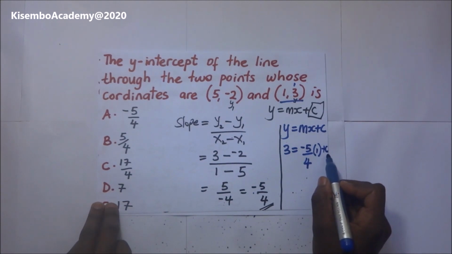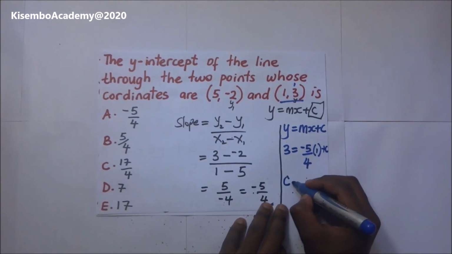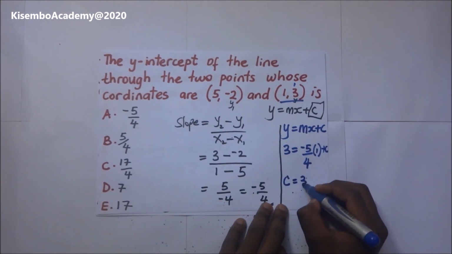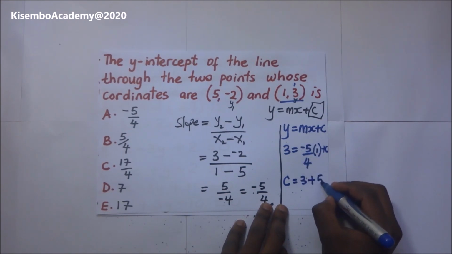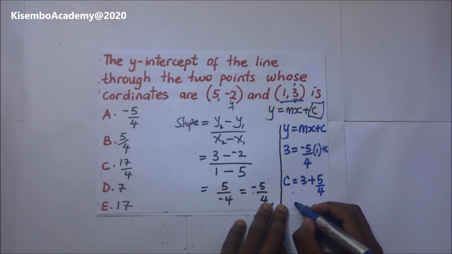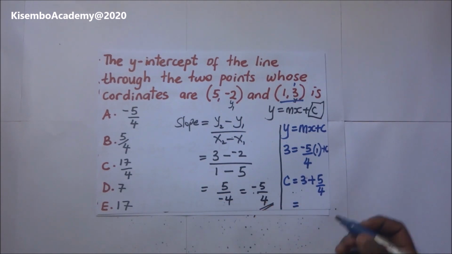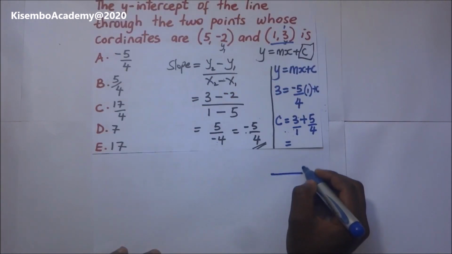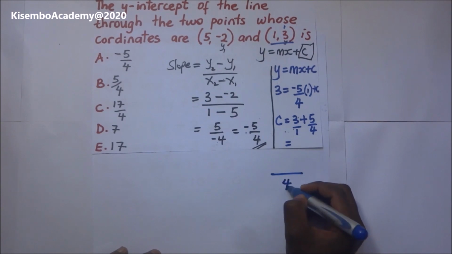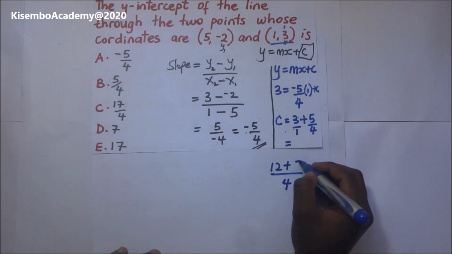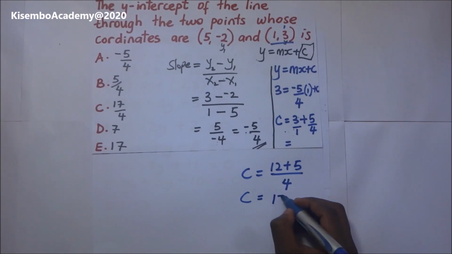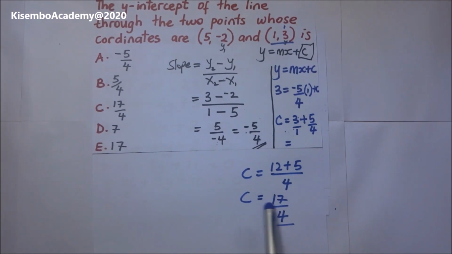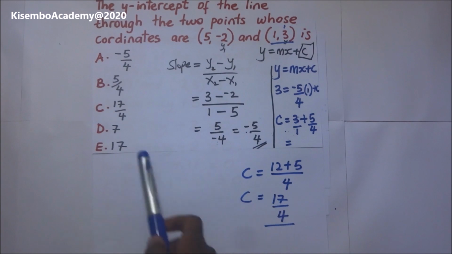So we make c the subject of the formula here. c is equal to 3, and when this one moves across, it becomes plus 5 over 4. When we add those two, the LCM there is 4. So our value of c here is going to be 17 over 4.